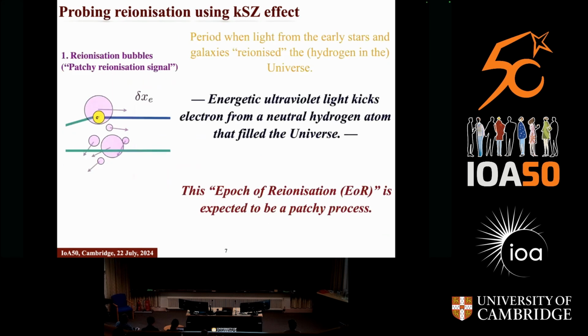Reionization is the period when the first stars and galaxies reionize the hydrogen in the universe. There is a later phase where helium reionizes in the universe, but I'm going to focus only on hydrogen reionization here. This is due to energetic ultraviolet photons from the first stars and galaxies. The universe was neutral after recombination, but then these ultraviolet photons from stars and galaxies are basically kicking an electron out from these neutral atoms, and that's how the universe becomes reionized. This epoch is the epoch of reionization, and it's expected to be a patchy process.